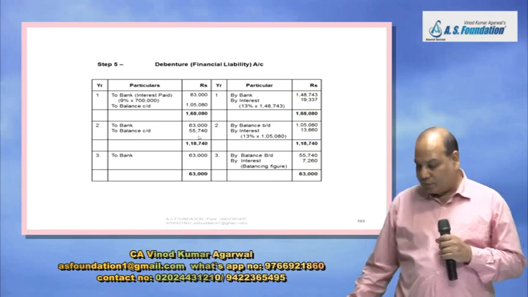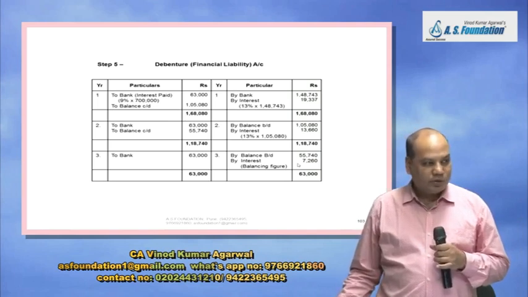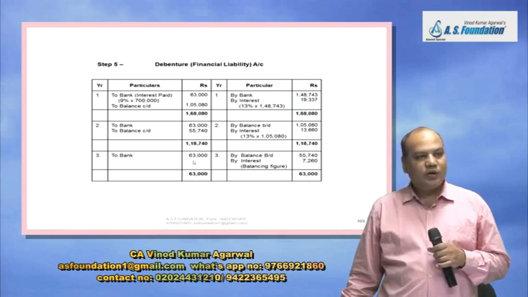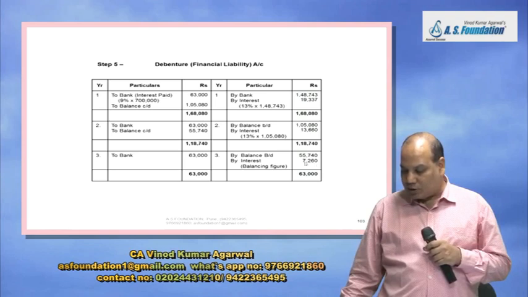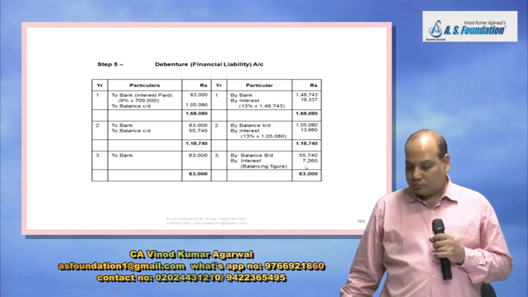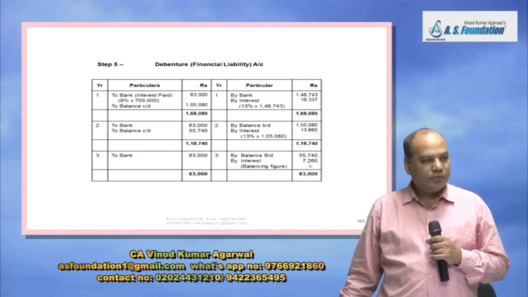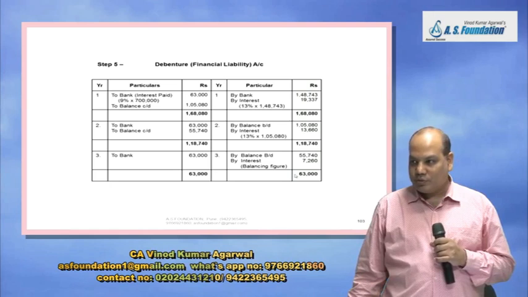Third year, be careful. In third year, the account should close because I have paid my obligations. So by balance brought down first, write 55,740. To bank 63,000 write down. And by interest, balancing figure. If you take 13% of this number, it may be slightly different from this number. Just check 13% of 55,740. 7246. So you round it off so that this account will close. You paid your obligations. Your liability account should close.